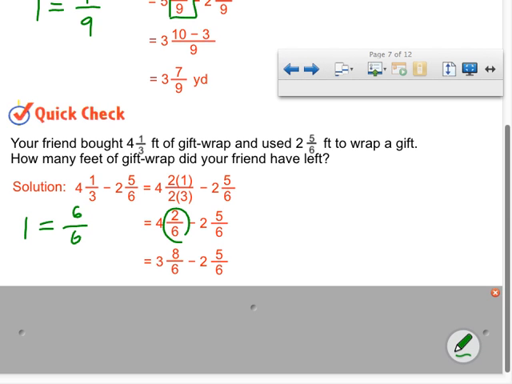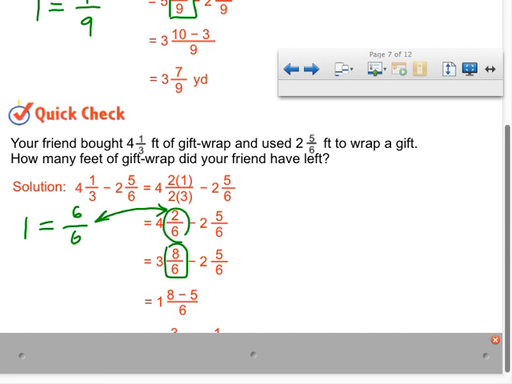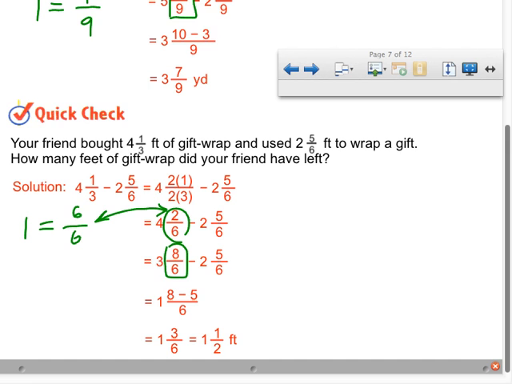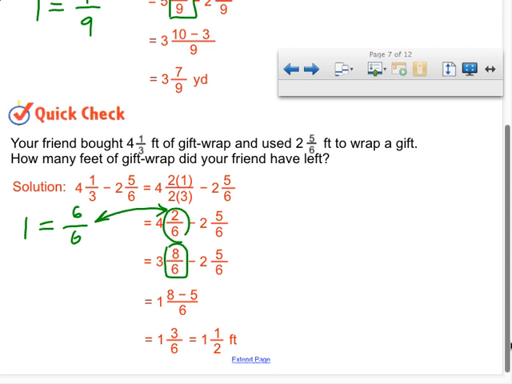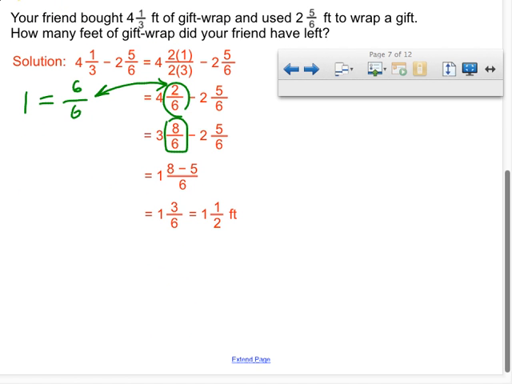So I got this, and then this is what I get back. Now I have a fraction that I can take the difference of. 3 minus 2 is 1. 8 minus 5 is 3. So I get 1 3/6, which equals 1 1/2 feet. Okay? Are we good?